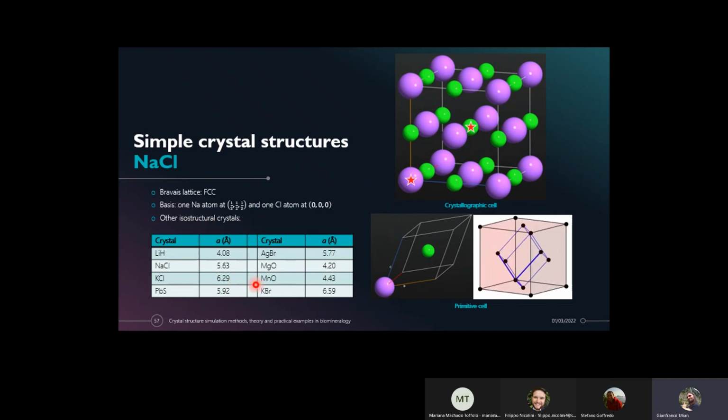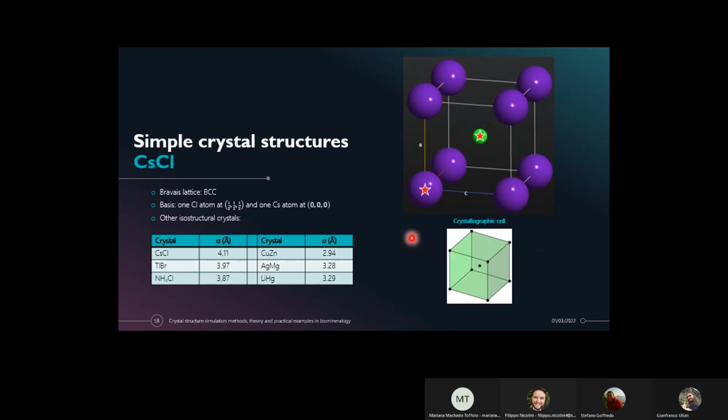Other important crystals. So here you can see the crystallographic cell. This is the primitive cell. Another important structure is the cesium chloride. It is a body-centered cubic. So here you have one cesium atom at 0, 0, 0, and the chlorine atom is at 1/2, 1/2, 1/2 in a cell.